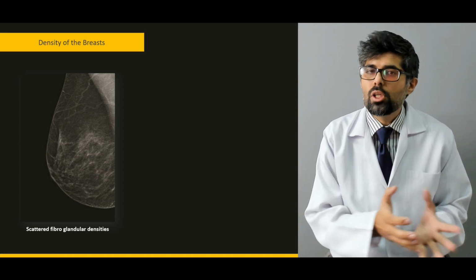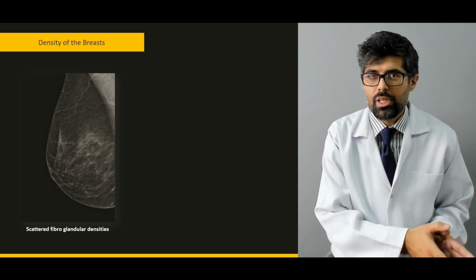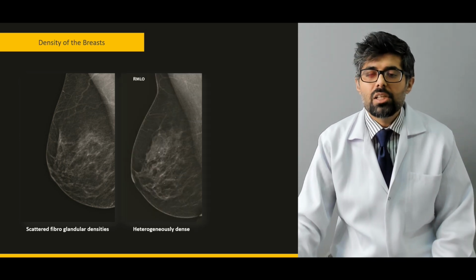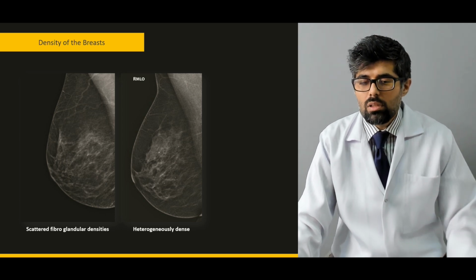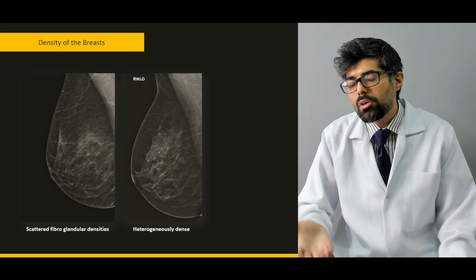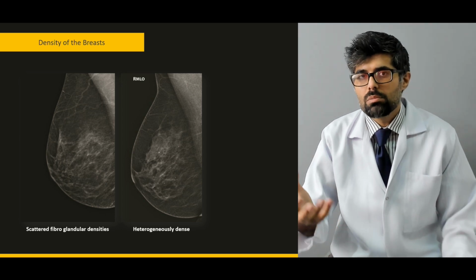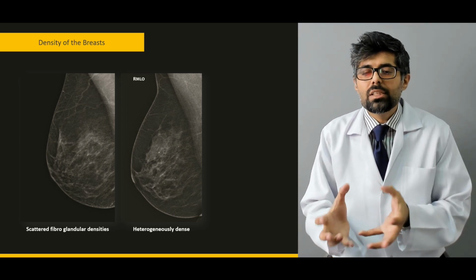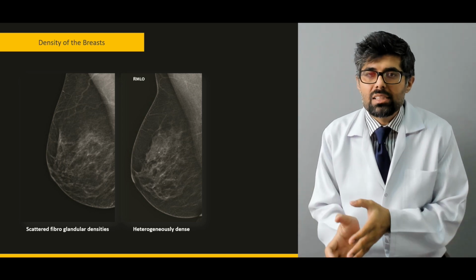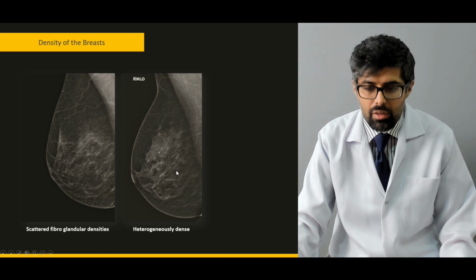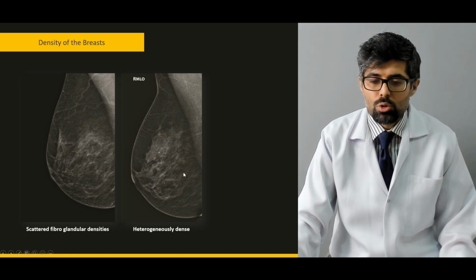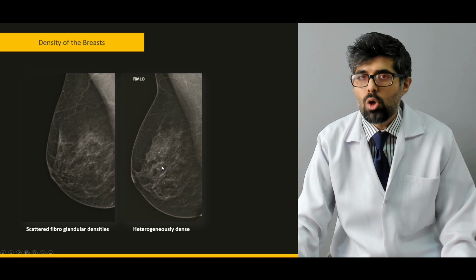But this is not the only normal picture you see. Sometimes, instead of having uniformity, this scattered fibroglandular density is heterogeneous. Now, heterogeneous means that it is not regular. It has an irregular view, like in the view here, that it is clumped together here, it is absent here. So this is also normal.